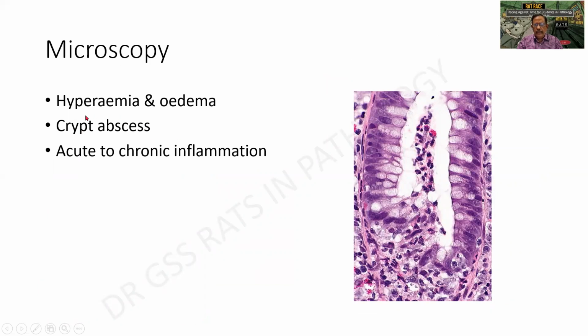Microscopic features continued. There will be hyperemia or congestion, and edema can be seen. Crypt abscess, that is what we are seeing here. Within the crypt, I am finding neutrophilic aggregates. They are spreading through the epithelial wall. And acute to chronic inflammation. Sometimes it is acute, but later on it can be superimposed with a chronic inflammation.